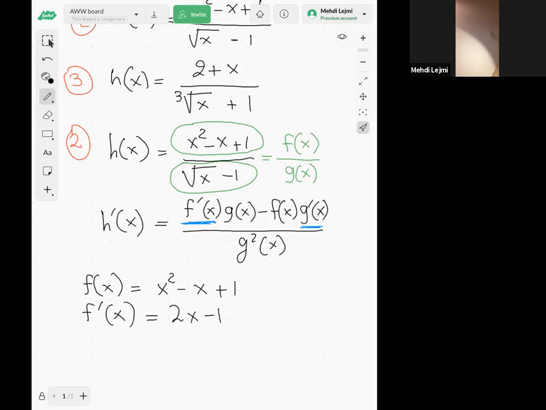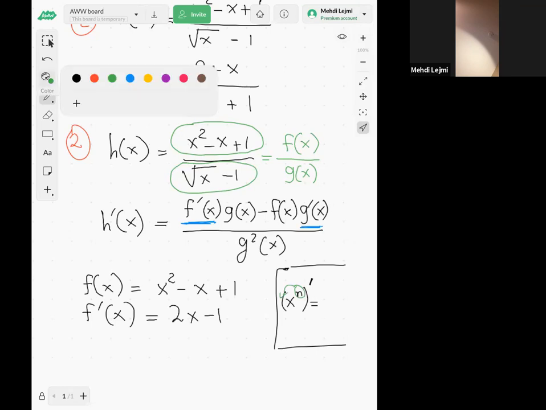Because let me remind you the power rule. If you have x to the power n and you want to compute the derivative, you bring down the power n in front of x, so we have n times x, and then you subtract 1 from the power, so that will be x to the n minus 1.